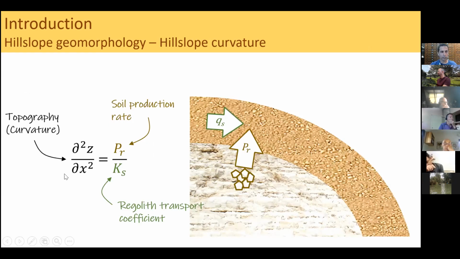So this relation between curvature and soil production and regolith transport coefficient is very strong, because it gives us a relation between a topographic parameter, which we can measure quite easily, and two parameters that are very, very difficult, practically impossible to directly quantify, which is soil production and soil transport, which are processes that are actually too slow to measure in geological timescales.